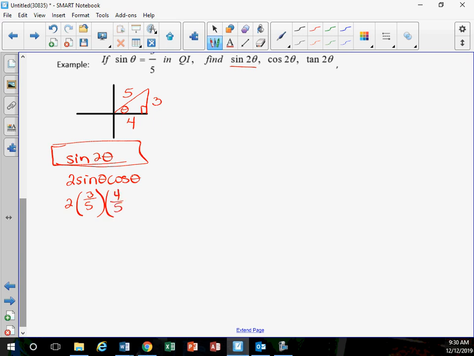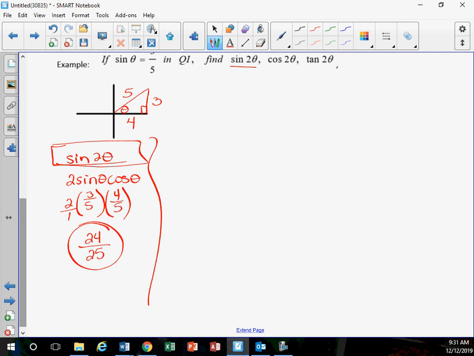And what is the cosine of theta? Okay, now it's just fun with fractions. Remember your 2 is 2 over 1, so you don't mess up your multiplication there. You multiply straight across. So what's 2 times 3 times 4? 24 over, what's 1 times 5 times 5? 25. All right, so there's my answer to sine of 2 theta.